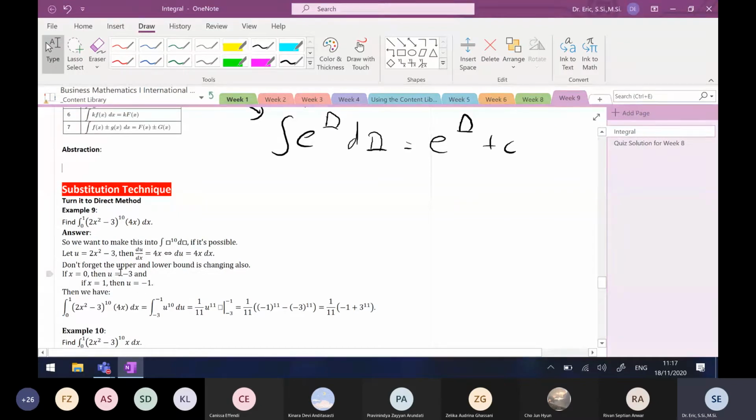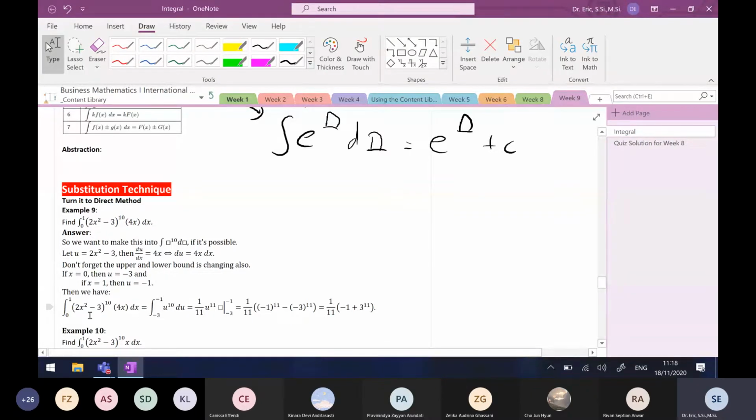And the same for this, minus 3. When x equals 0, you substitute: 2 times 0 squared minus 3 becomes minus 3. So u should be minus 3. So all of this, I can change into the new variable u. That is u to the power of 10 times, 4x dx is just du. Don't forget the boundary change also, because if you write it down du, then the boundary is for the u variable.